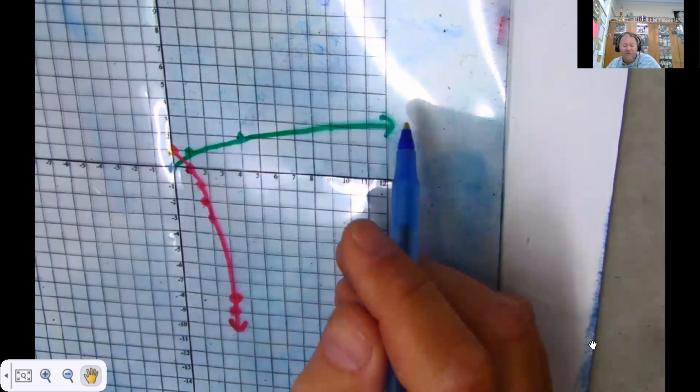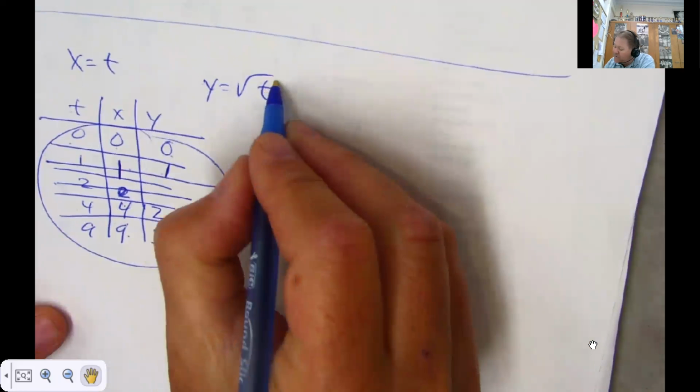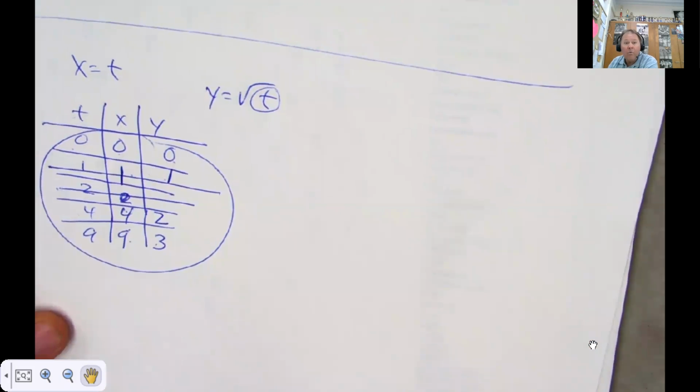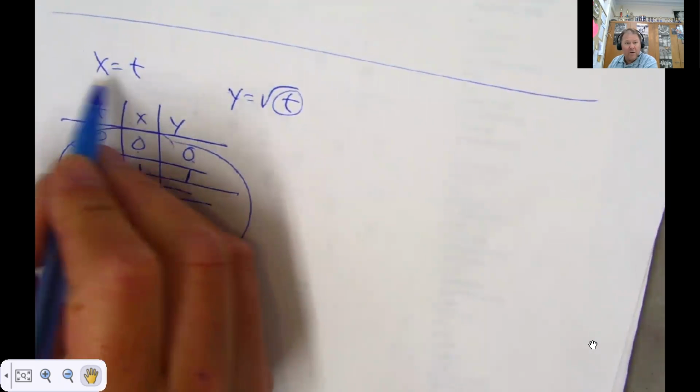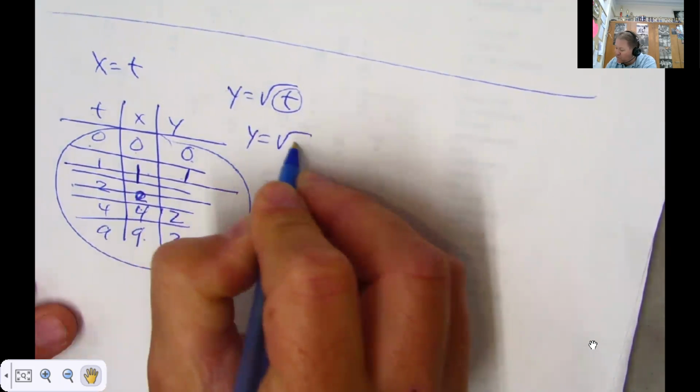And if we did want to write this as a single equation, pretty simple. All we have to do is substitute for t in terms of x. Well, what is t? t equals x. t and x are the same thing. So everywhere I have a t, I can put an x instead. This is just y equals the square root of x.